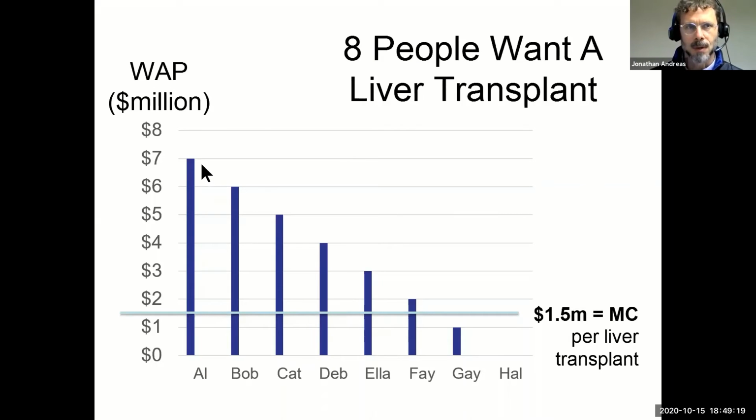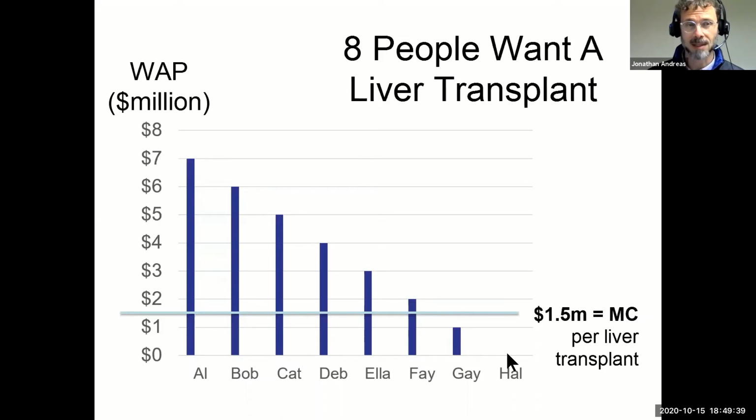So let's go ahead and look at liver transplants then. Here's a market with 8 people, and they each want a liver transplant, and each one's willing to pay a different amount. The marginal cost is 1.5 million. Al's willing to pay 7, Bob 6, and so on. Gay is willing to pay 1 million. Hal doesn't have any money, so he's not willing to pay anything because he has no ability to pay.